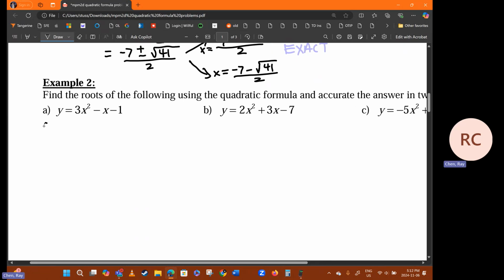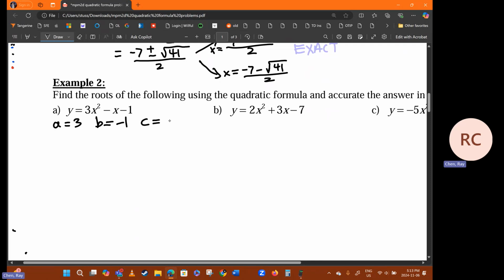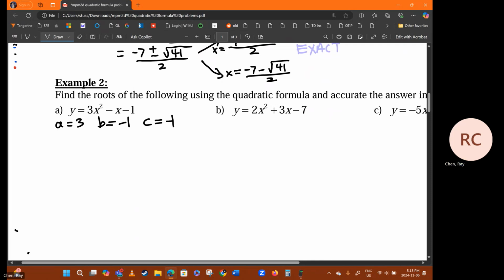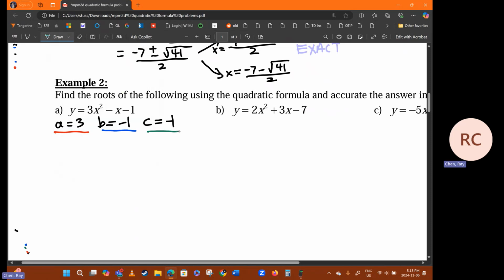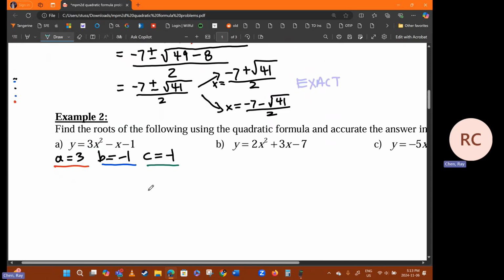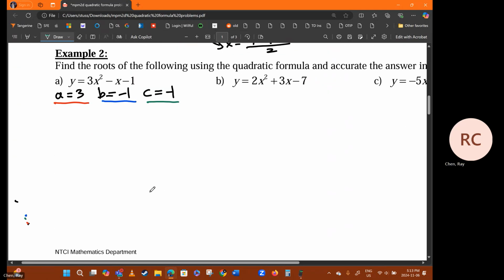So what do we have? The a is 3. Our b is negative 1. And our c is also negative 1. We'll try to use the same colors. Red for A. B is blue. And C is green. Let me just make sure I did the same thing. You don't have to use these same colors, but I'm just trying to show you with the colors.